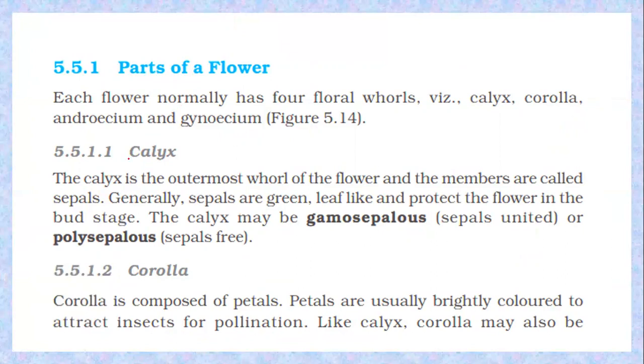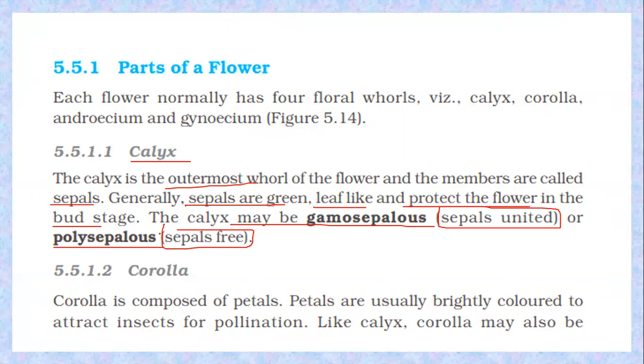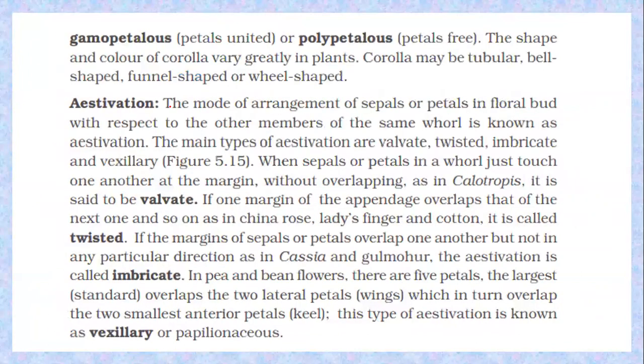Next is the parts of a flower. The first one is the calyx. The calyx is the outermost whorl of a flower and the members are called sepals. Generally, sepals are green, leaf-like and protect the flower in the bud stage. The calyx may be gamosepalous, that is, sepals are united to each other, or polysepalous, the sepals are free. Corolla is composed of petals. They may be brightly colored to attract insects for pollination. Like calyx, corolla may also be united to form gamopetalous or polypetalous if they are free. The shape of corolla may vary from one plant to the other.